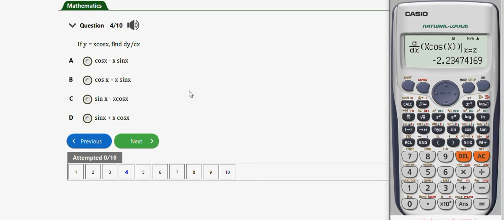Minus 2.23. Let's evaluate the options. Anyone that gives us minus 2.23 will be the answer. So let's begin with option A. We have cos x, close the bracket, minus x sin x, close the bracket. Remember we got minus 2.23. Alright, so let's put equal, and we have minus 2.23 exactly. The right answer is option E. So it's as simple as this, guys. So we're making progress. Let's check the next likely question.